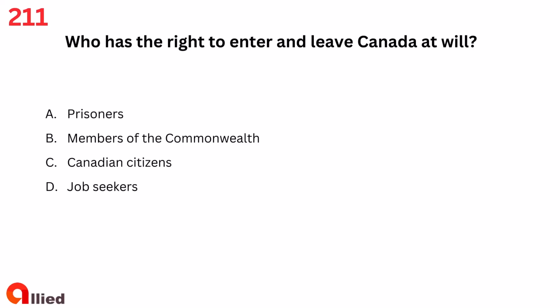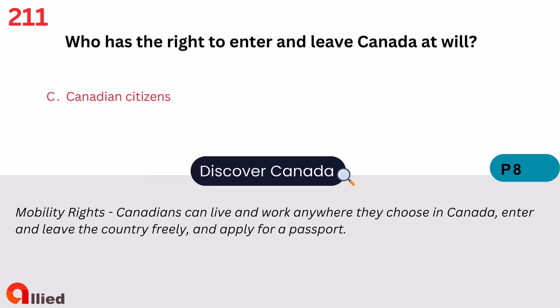Question 211. Who has the right to enter and leave Canada at will? A. Prisoners. B. Members of the Commonwealth. C. Canadian citizens. D. Job seekers. The answer is C. Canadian citizens.